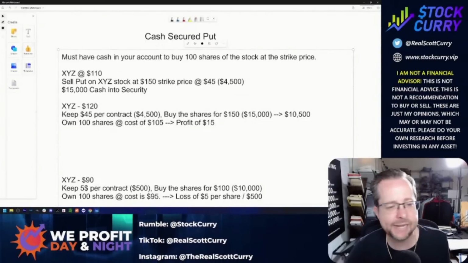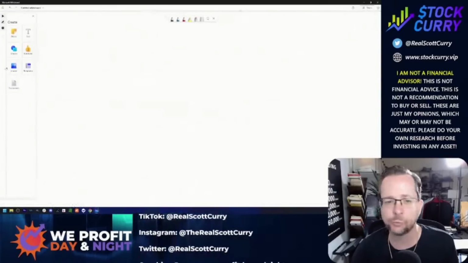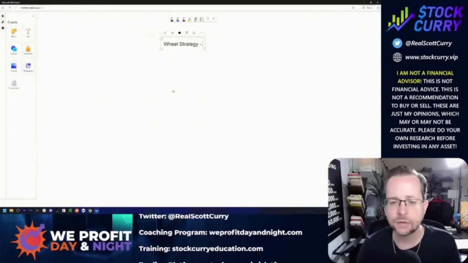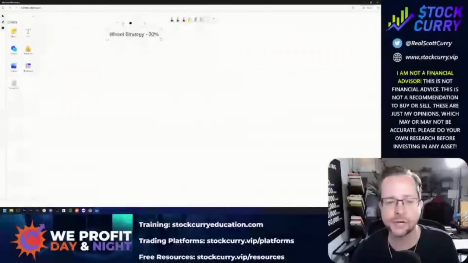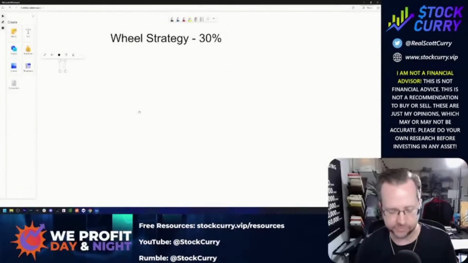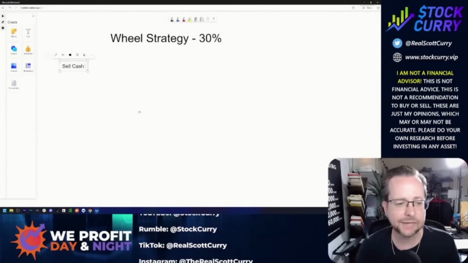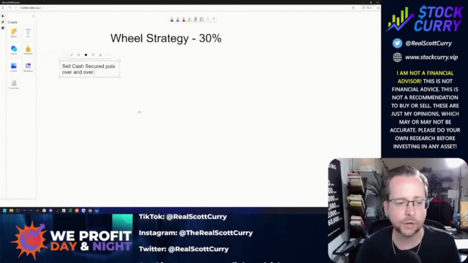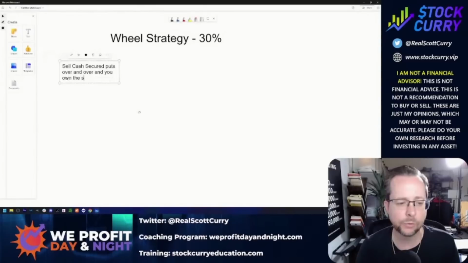All right. Any questions on cash secured puts before we move on? I don't see any. So let us continue with one more thing, and that is called the wheel strategy. The wheel strategy averages about 30% profit per year. All right. How does the wheel strategy work? Very, very simple. All you do is you sell cash secured puts over and over until you own the shares.